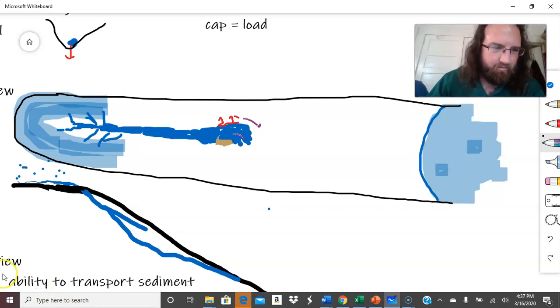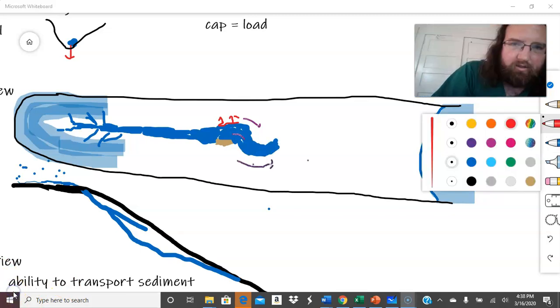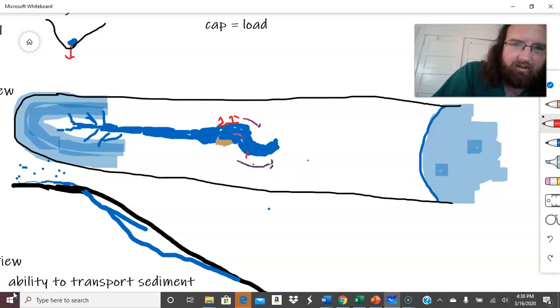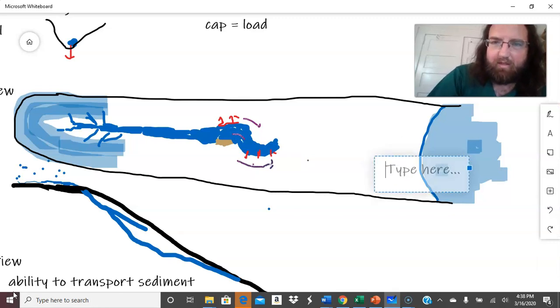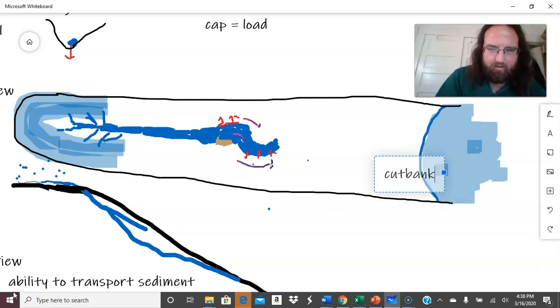What you'll start to see is, on the outside of the bend, you'll start to see erosion. We're going to label that erosional feature. We're going to call it a cut bank.